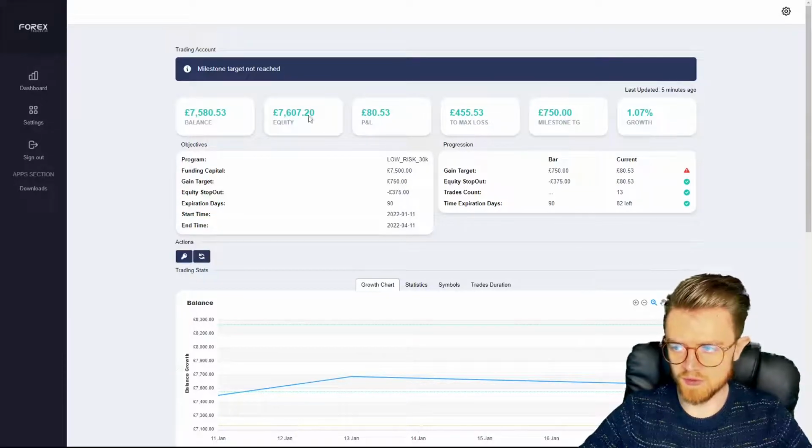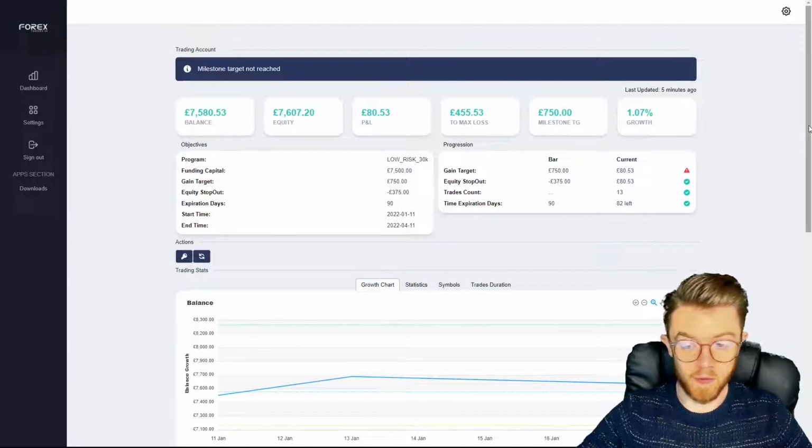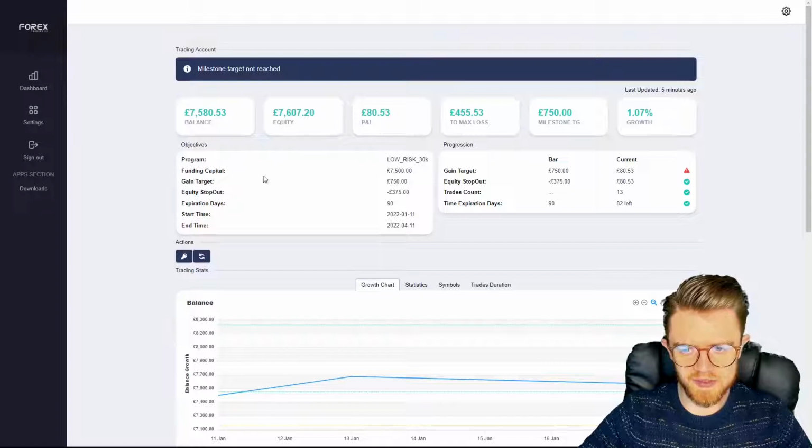Now, a lot of our traders do use and utilize the dashboard for obvious reasons, but let's look into exactly what we need to be looking at in order to actually improve as a trader.